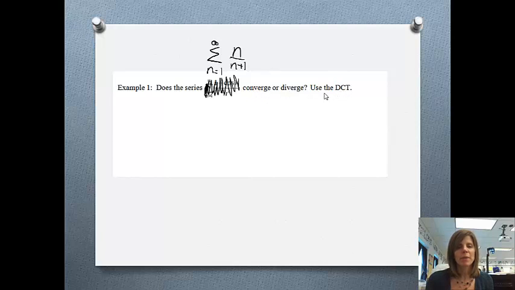direct comparison test. I will tell you, if we use the nth term test right now, we would be all set and we could find whether it converges or diverges. But I would like to practice using the direct comparison test on a little bit easier function. All right, so that's our a sub n.